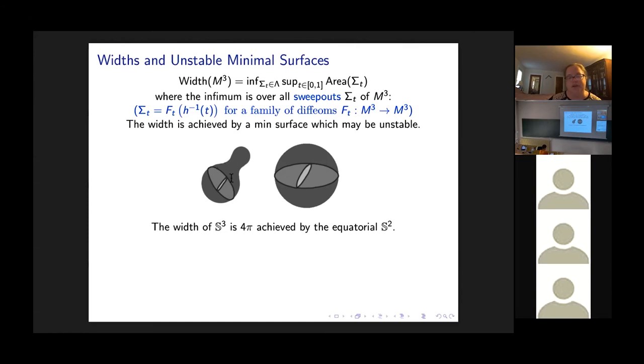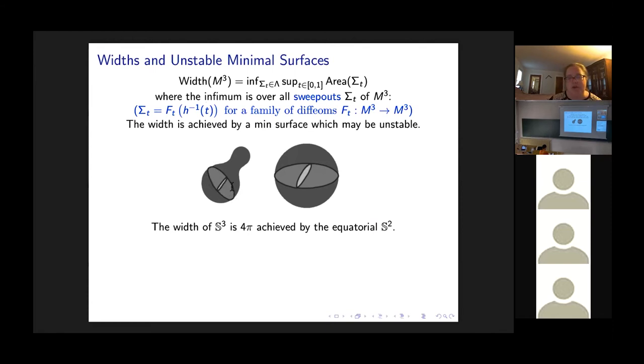So families of ways of deforming from a single point, open up around spheres, spheres, spheres, and close to a point again. And it doesn't have to stay spheres. These do not have to be smooth levels. They can change shapes. For a family of diffeomorphisms, you sweep out from one end to the other. And then for each one of these sweep outs, you look at the sup of the area, the biggest area for each sweep out. But then you take the infimum over all sweep outs, and that gives you the width.